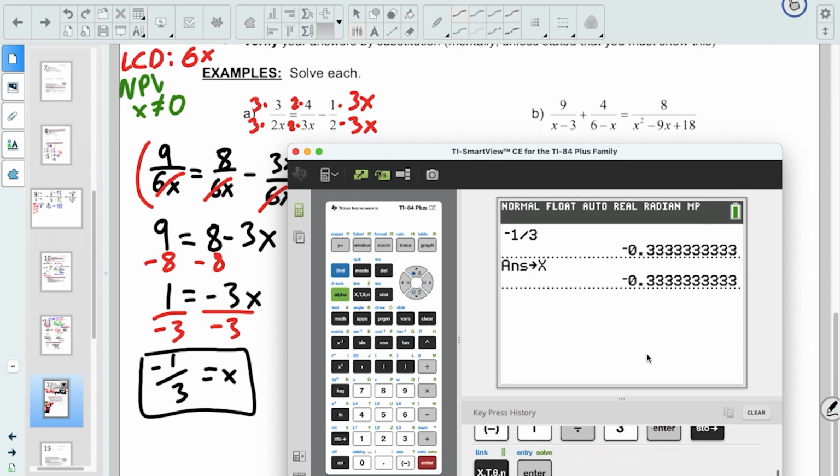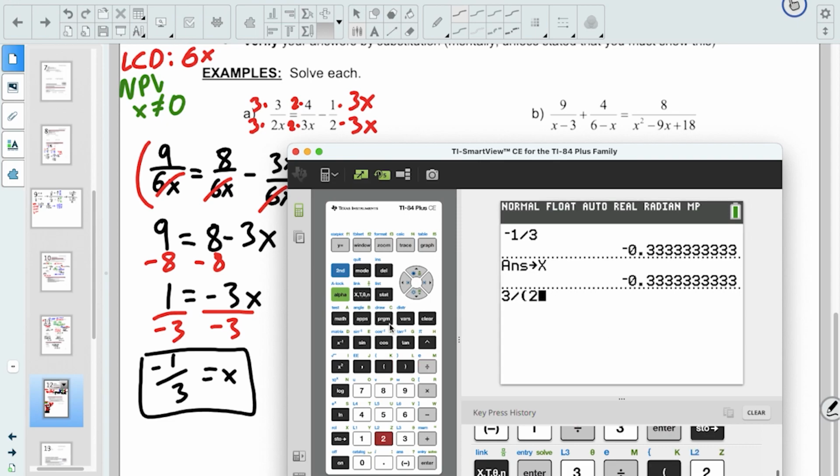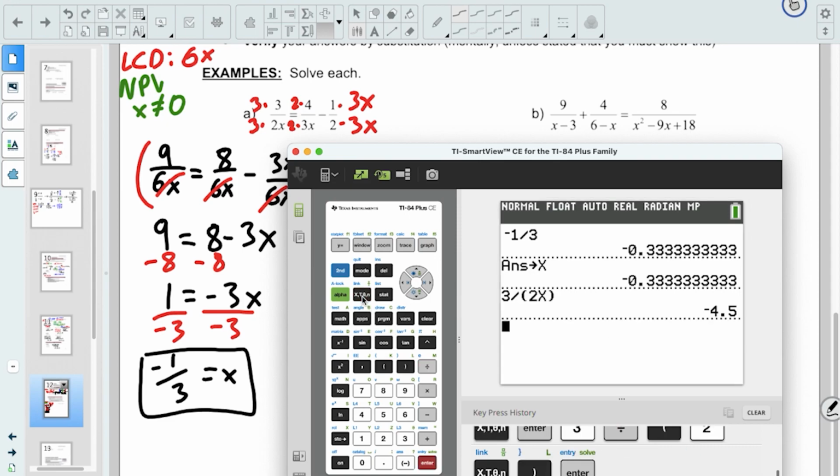So this helps us out a little bit. So 3 divided by, and make sure you're using your brackets properly, 3 divided by 2x. That gives me negative 4.5 as our left-hand side. And then for our right-hand side, we're going to go ahead and do the same thing.